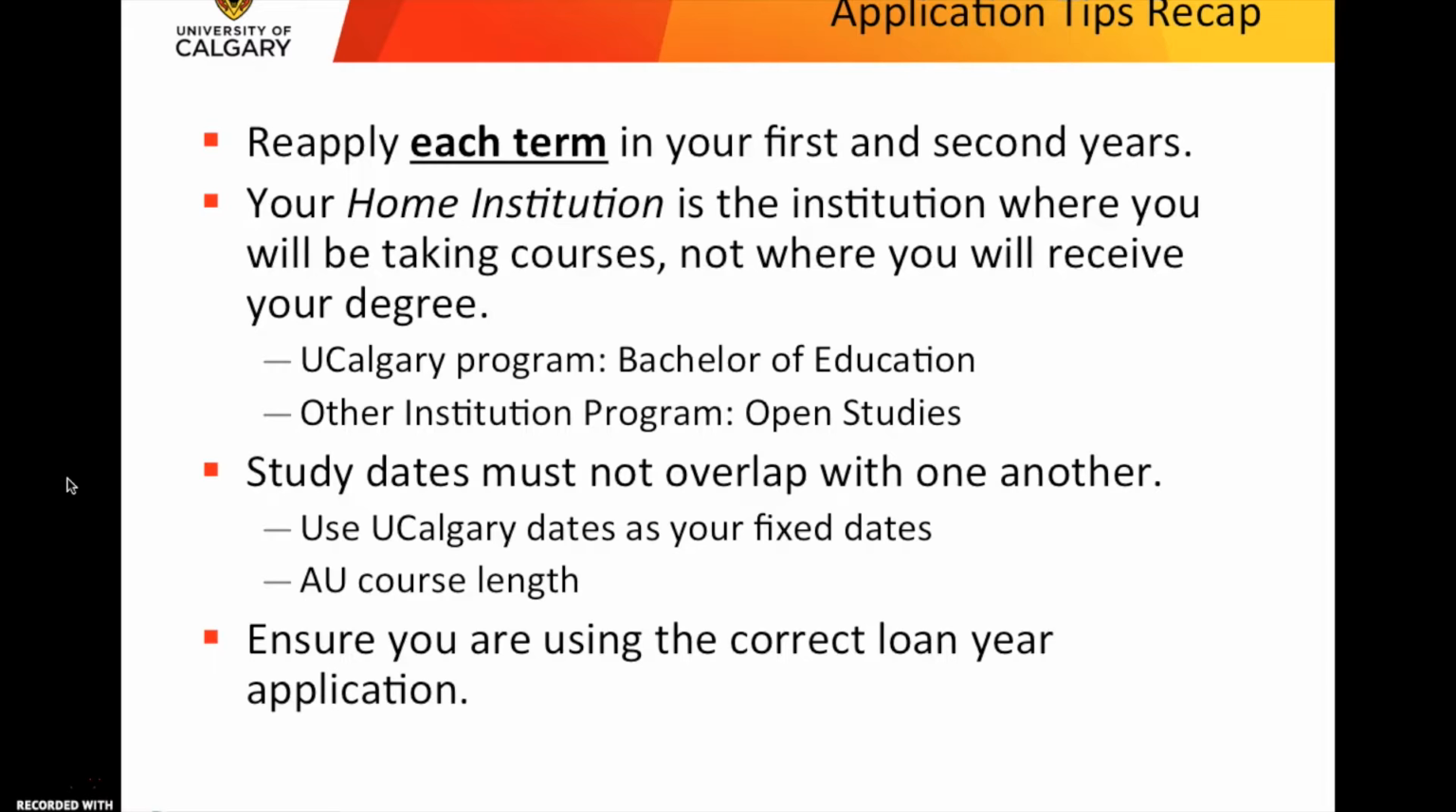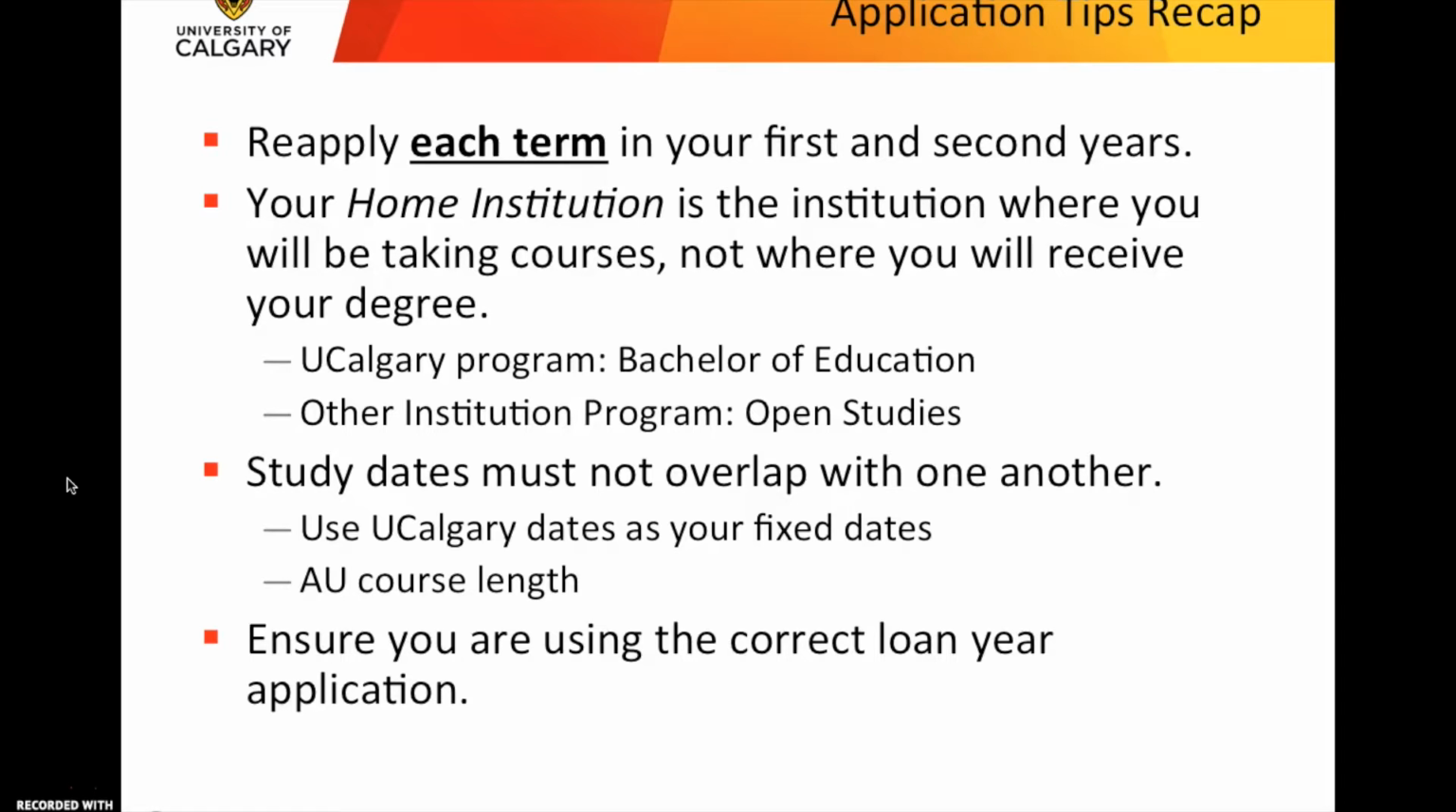Further to that, remember that your home institution is not where you'll receive your degree. Your home institution is where you are currently taking courses. When you submit an application using the University of Calgary as your home institution, ensure you list Bachelor of Education as your program specialization or major. But while you're attending the other institution, you will list Open Studies as your program specialization or major.